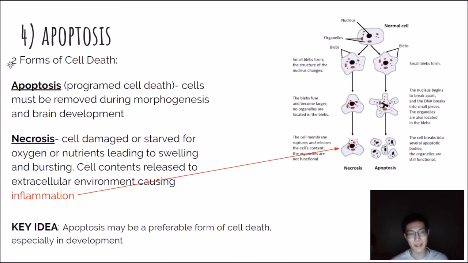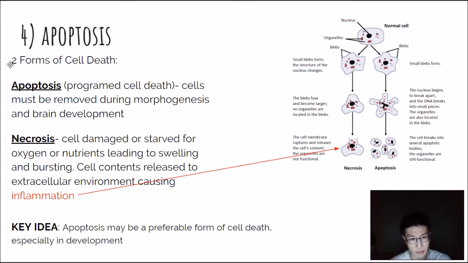Okay, this is a topic that a lot of people already have an idea about, so I'll go over it briefly, and that is cell death. Cell death is important, and it's broken down into two main groups. We have apoptosis, which is programmed cell death, where cells must be removed during morphogenesis and development, programmed by the body. And then we have necrosis, which is often damage to the cells themselves.